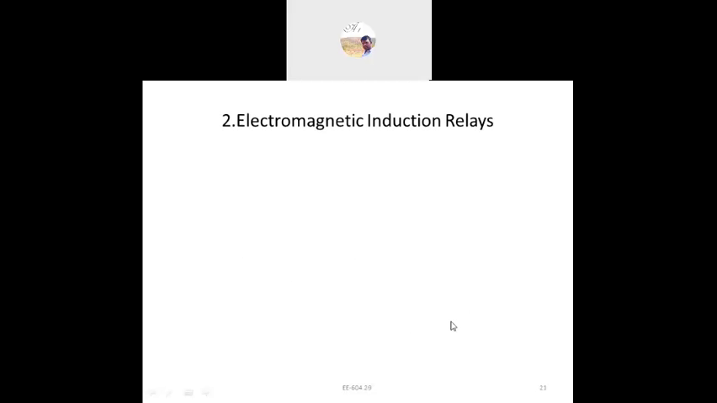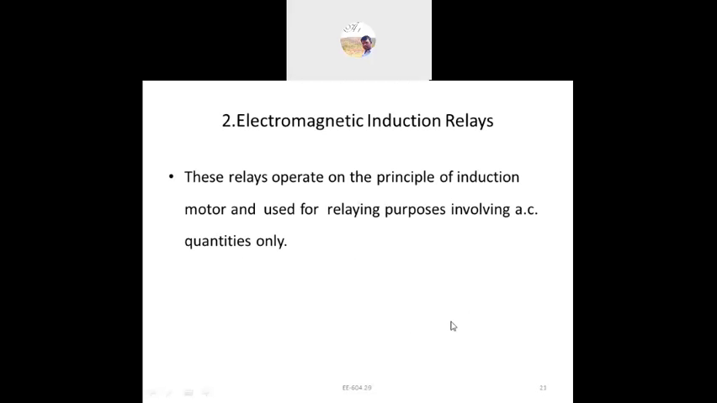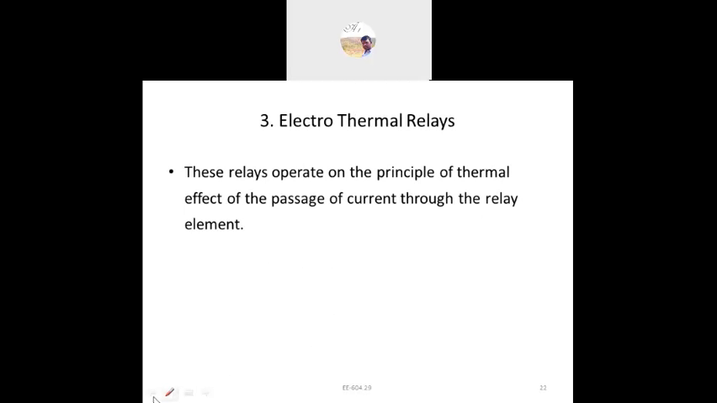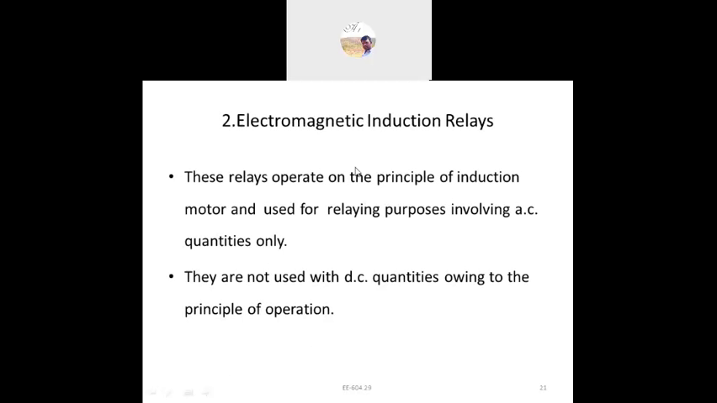Next, electromagnetic induction relays. This relay operates on the principle of the induction motor. These relays involve AC quantities only, and they are not used for DC quantities owing to the principle of operation. We will discuss the electromagnetic induction type separately, as there are different types of relays in it. That will be discussed later, as it is a separate topic.